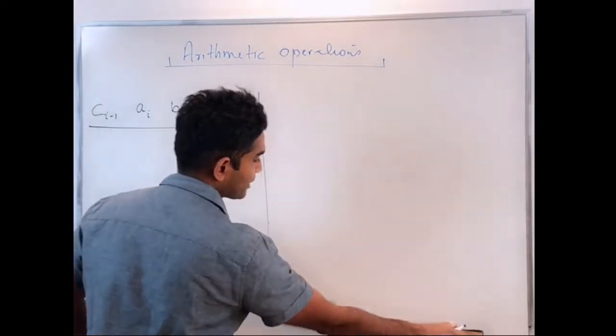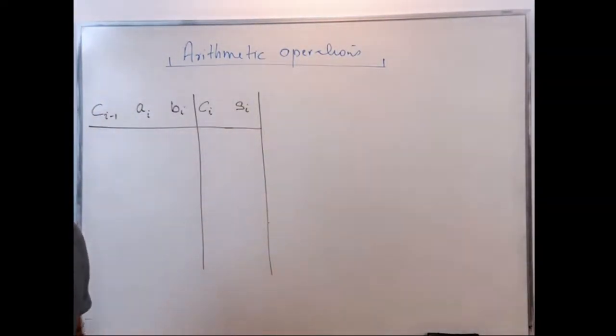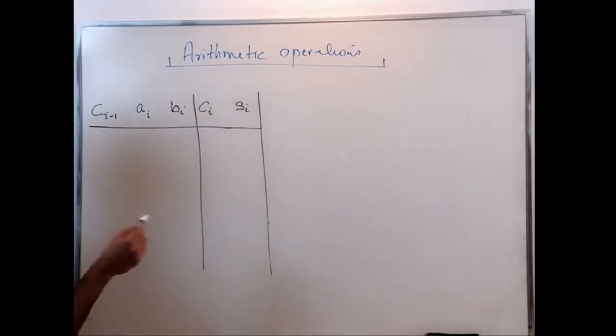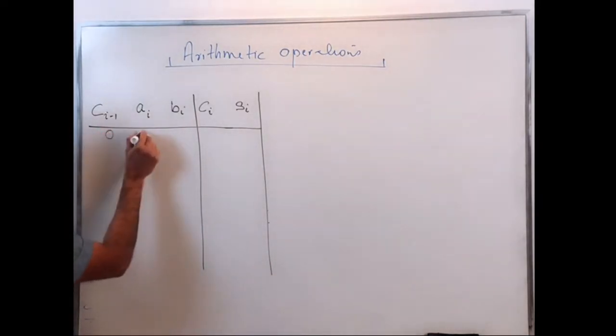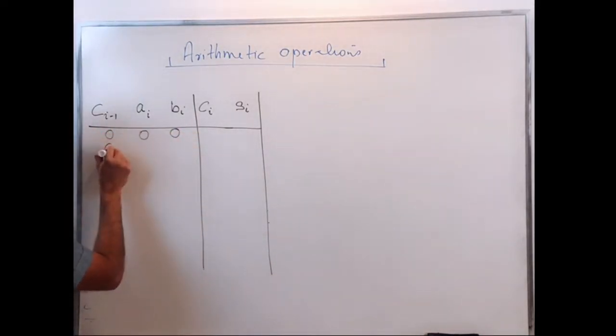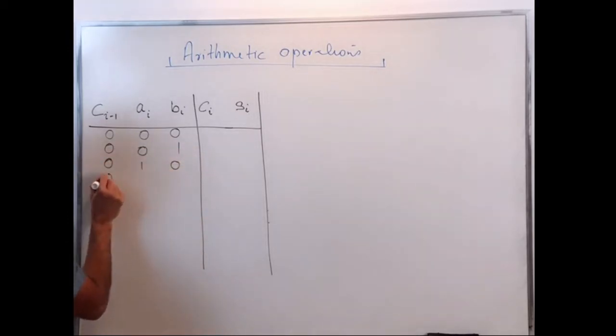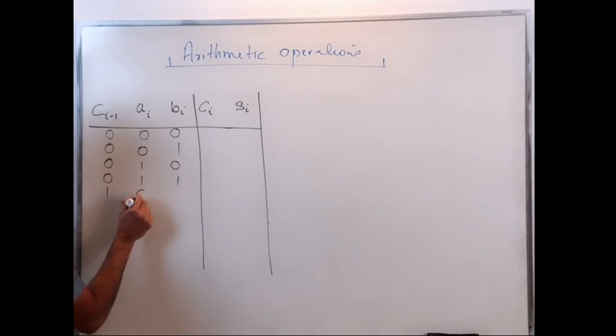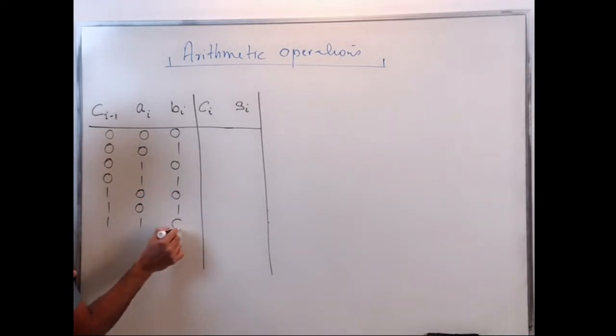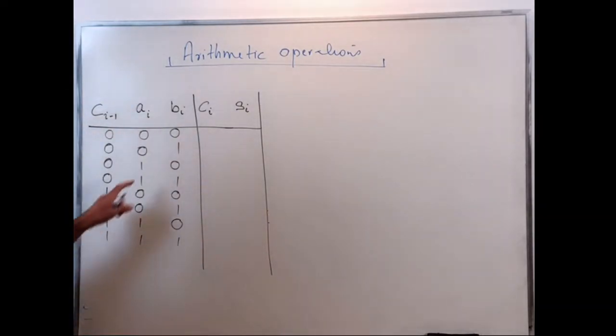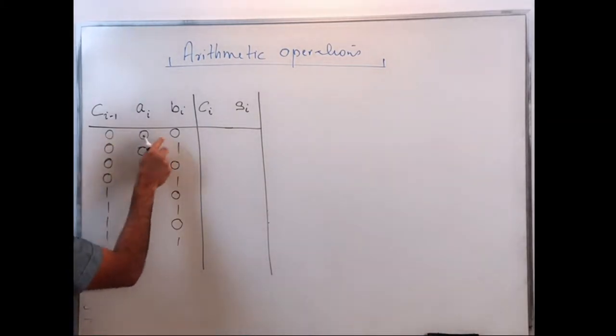Now let's look at all different possible combinations between the input. I have 8 different combinations, starting with 0 0 0, 0 0 1, 0 1 0, 0 1 1, 1 0 0, 1 0 1, 1 1 0, 1 1 1, and the corresponding sum and carry out. Of course, I'm adding 0 plus 0 plus 0.